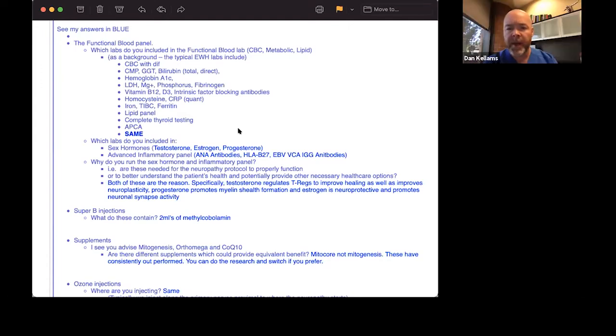Those are super important pathways to understand. But just remember, progesterone is good for the brain. It helps the myelin sheath, and then estrogen helps the synapse activity. It's neuroprotective, and then the testosterone improves neuroplasticity. Right. So, on the advanced inflammatory panel, to pop back up there: ANA antibodies, HLA, human leukocyte antigen.